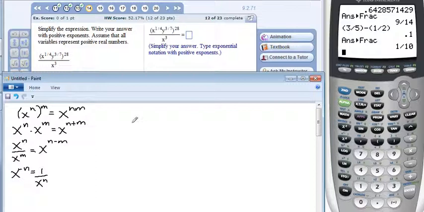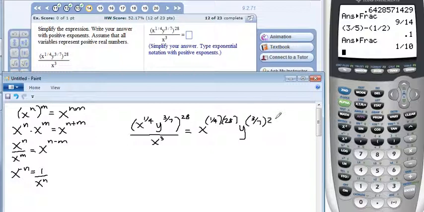All right, so let's start. We have x to the 1/4 power, y to the 3/7 power, and that's all raised to the 28th power. And then we have an x cubed underneath here, which has nothing to do with this 28th power. That would be if the parentheses came way down, but this 28 does not affect this 3 directly. So I have powers raised to other powers, so that's multiplication: x to the 1/4 times 28, y to the 3/7 times 28, all over x cubed.